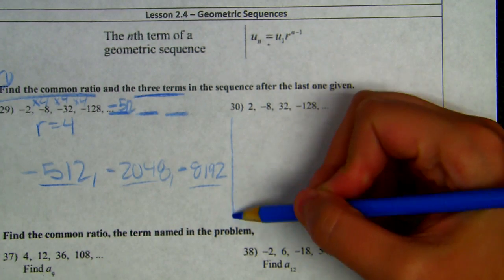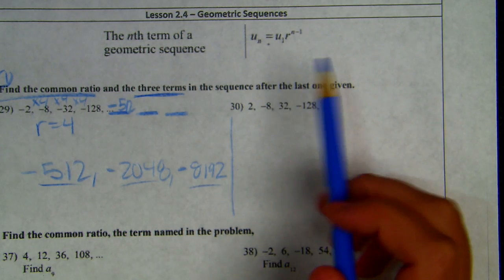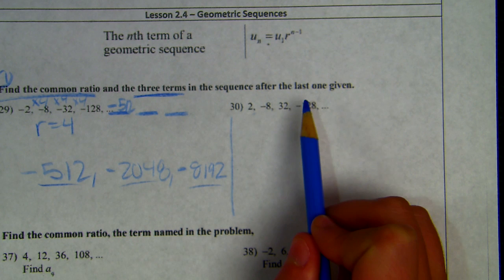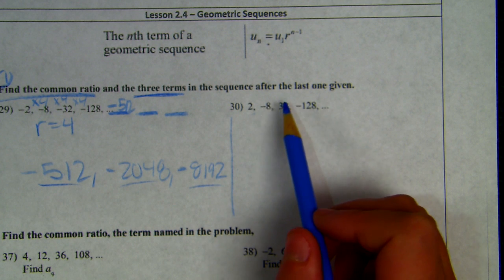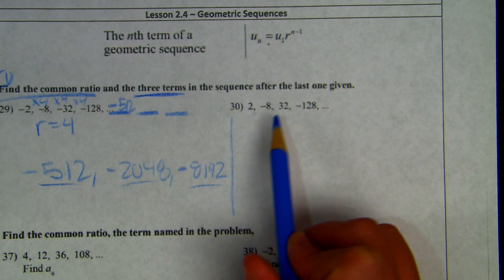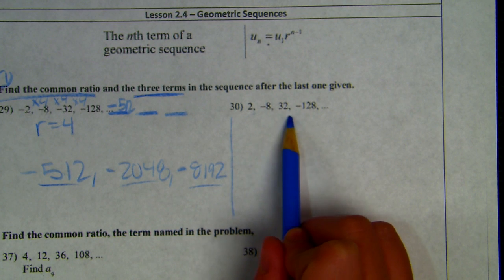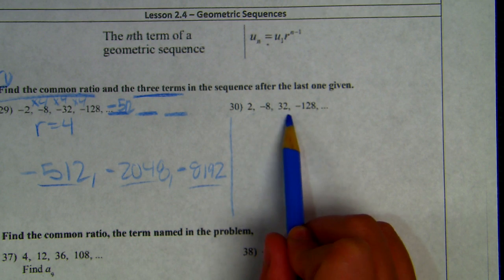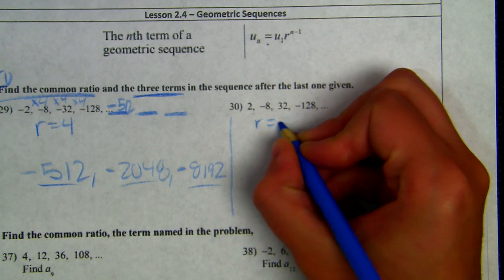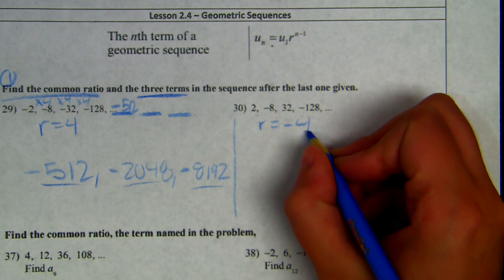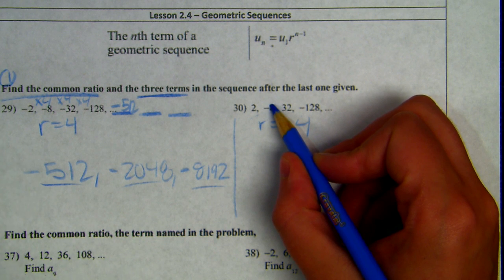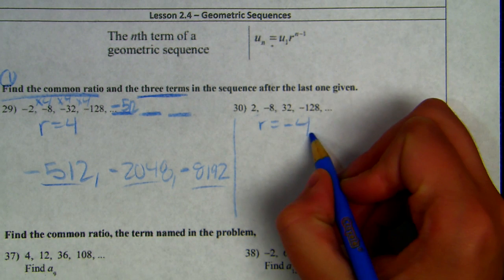Looking at the next one, the first thing I notice is that it's the same absolute value of numbers, right? So we still see 2 and an 8, 32, -128, but instead I see that my signs are switching each time. So it goes from 2 to -8 to 32 to -128. So that lets me know that my common ratio here is going to be -4. Again, to double check that, I could take -8 divided by 2. That gives me -4. That's how I know it's my common ratio.